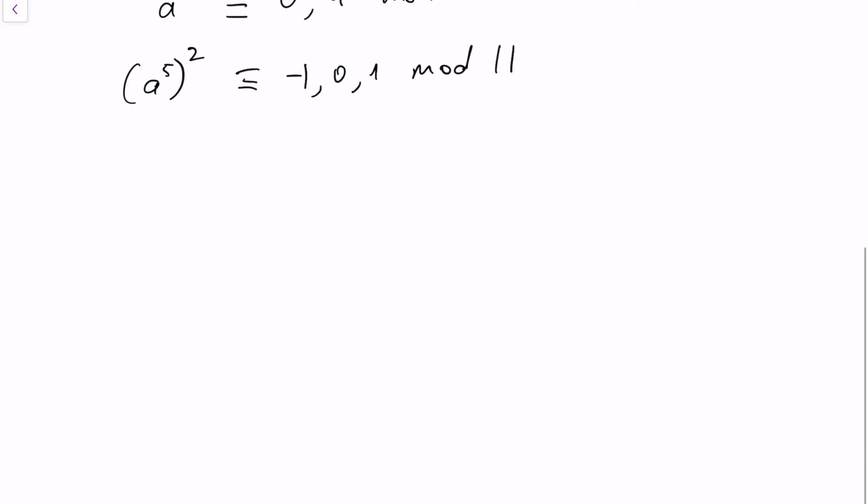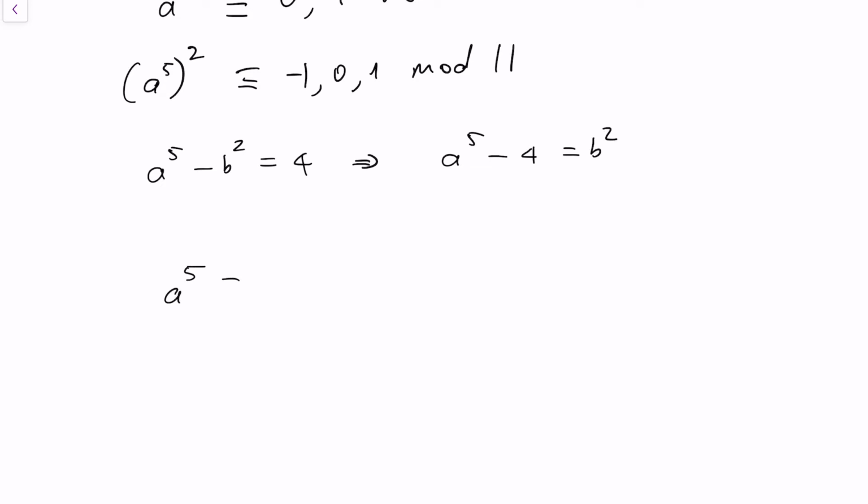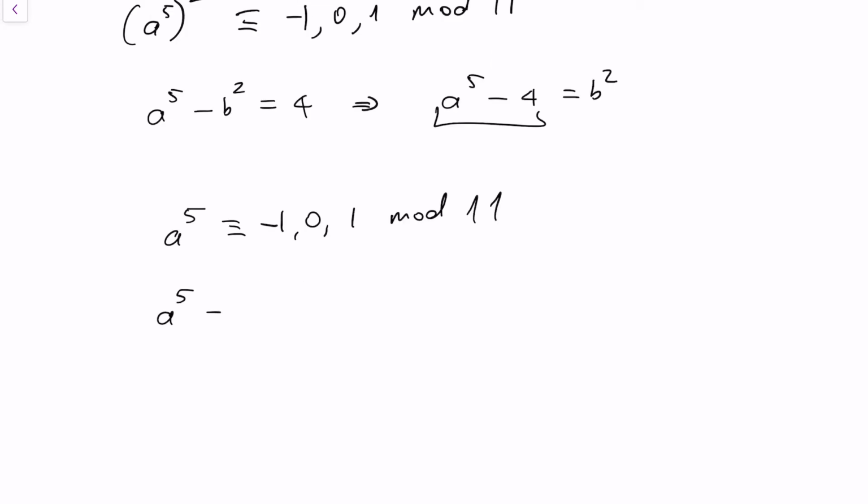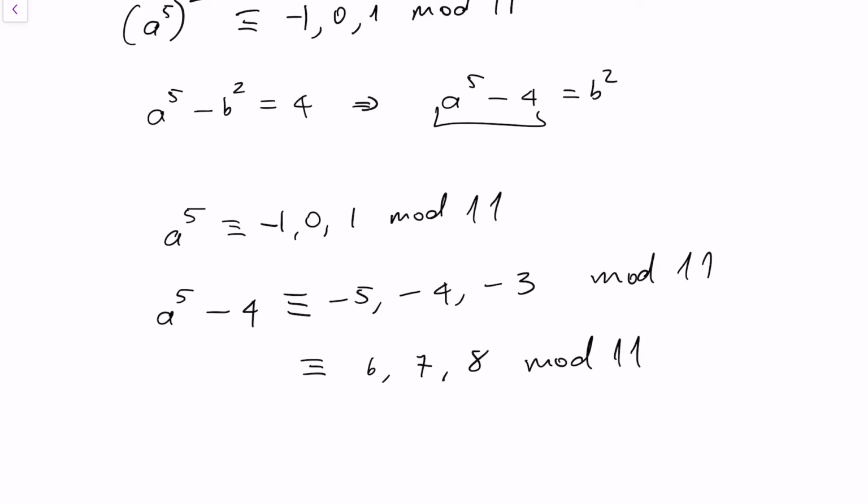Now going back to the original equation, we have a to the 5 minus b squared is equal to 4. That implies a to the 5 minus 4 is equal to b squared. But we know that a to the 5 is equal to either minus 1, 0 or 1 in mod 11. That means a to the 5 minus 4 will equal minus 1 minus 4, which is minus 5, 0 minus 4 is minus 4, and 1 minus 4 is minus 3 in mod 11. That will equal 6, 7, or 8 in mod 11, right?